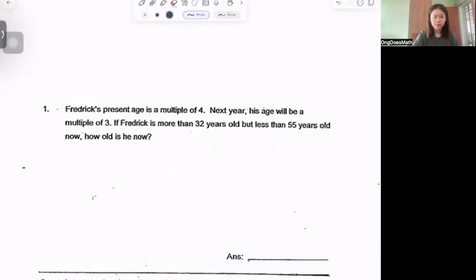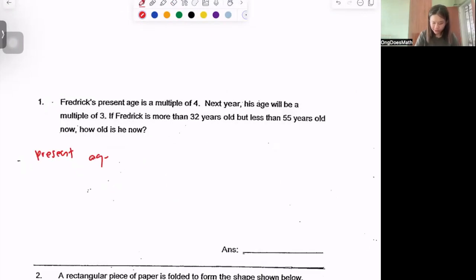So question 1. Fredrick's present age is a multiple of 4. Next year, his age will be a multiple of 3. If Fredrick is more than 32 years old, but less than 55 years old now, how old is he now? Okay, so we are given present age, means the current age, the age this year. And we are given the age next year.